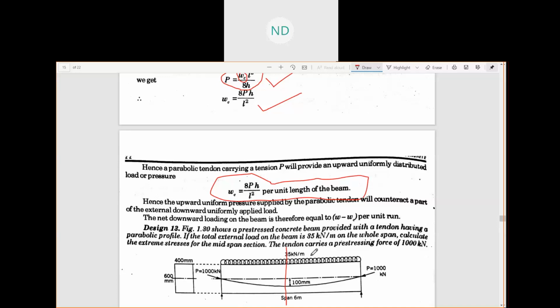The external load is provided to us, which is 35 kilonewton per meter. We have our pre-stressing force P as 1000 kilonewton. Also the dip is mentioned to us, which is 100 mm. The span is also given, 6 meter. A 6-meter beam with a tendon having a dip of 100 mm and a pre-stressing force of 1000 kilonewton is given to you. So what we have to do now is calculate the stresses at the top and at the bottom of the beam. Can you solve this?